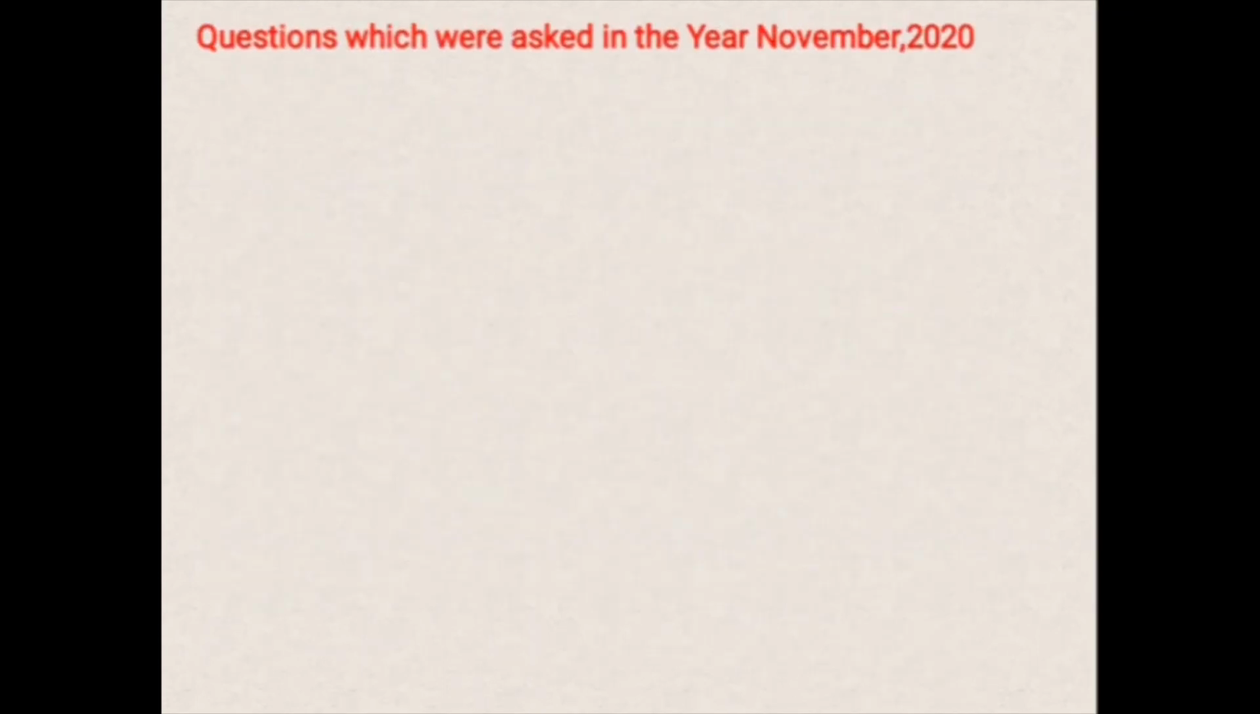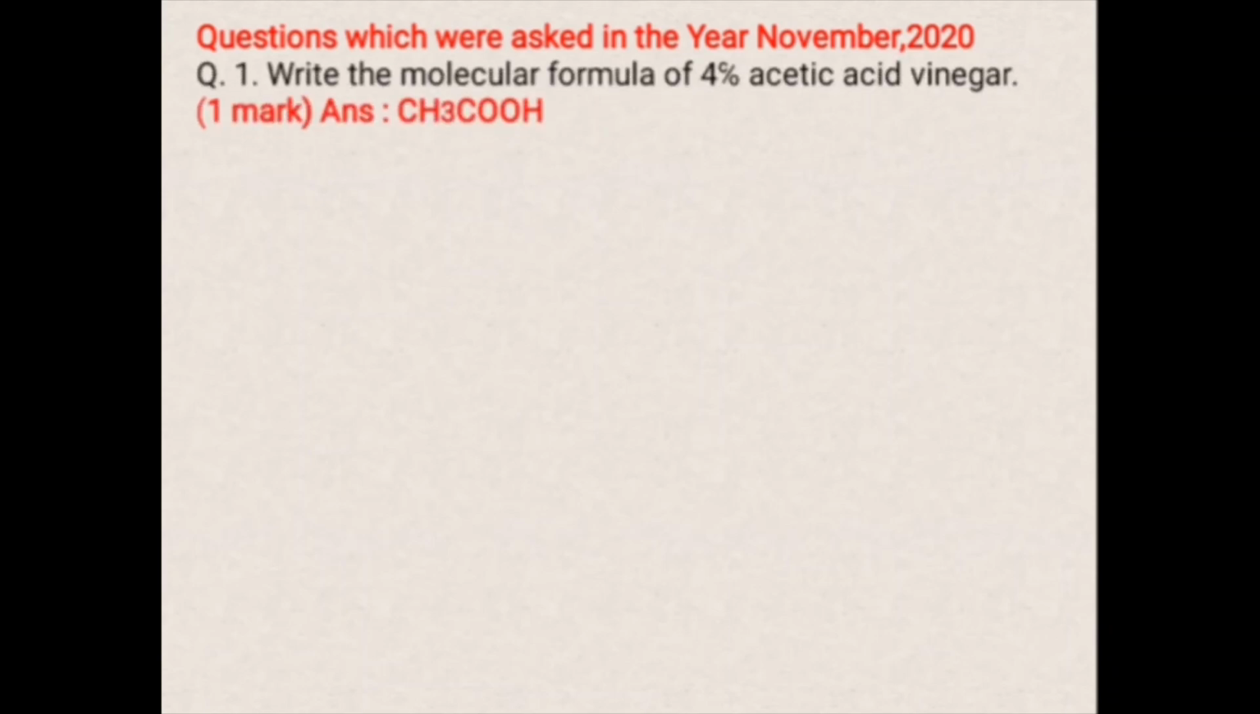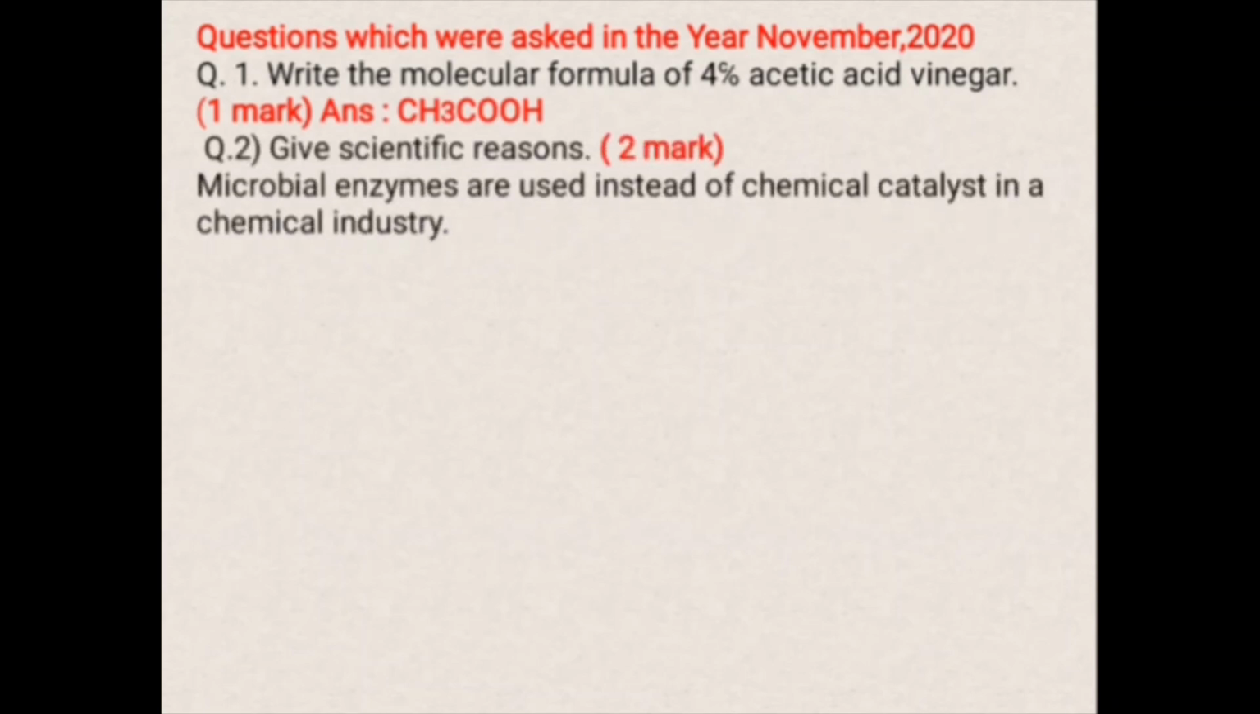Now let's discuss the questions which were asked in the year November 2020. First question was, write the molecular formula of 4% acetic acid vinegar. Answer is CH3COOH. This was asked for 1 mark. Next question is, give scientific reasons: microbial enzymes are used instead of chemical catalysts in chemical industry. This was asked for 2 marks. Children, we have already discussed this answer. Let's see the third question.